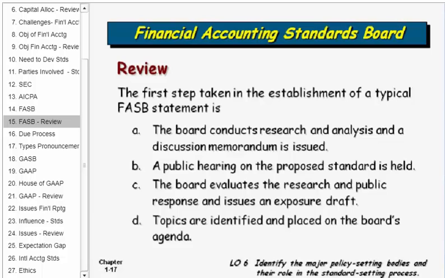All right, so let's review. The first step taken in the establishment of a typical FASB statement is A. The board conducts research and analysis and a discussion memorandum is issued. B. A public hearing on the proposed standard is held. C. The board evaluates the research and public response and issues an exposure draft. Or D. Topics are identified and placed on the board's agenda. And the first step that the FASB does is it determines its agenda.